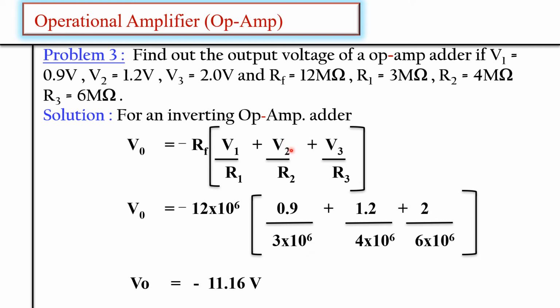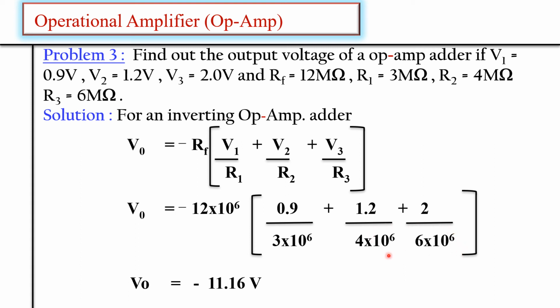V2. What is the value of V2? V2 is equal to 1.2 volts. Also no need of conversion. It is not in millivolt, it is in volt, so directly I can write 1.2. What is R2? R2 is equal to 4 mega ohms, that is 4 into 10 raised to 6, plus V3. What is V3? 2 volt. Again it is in volt, so no need of conversion. So it is 2. R3 is 6 mega ohms, that is 6 into 10 raised to 6.